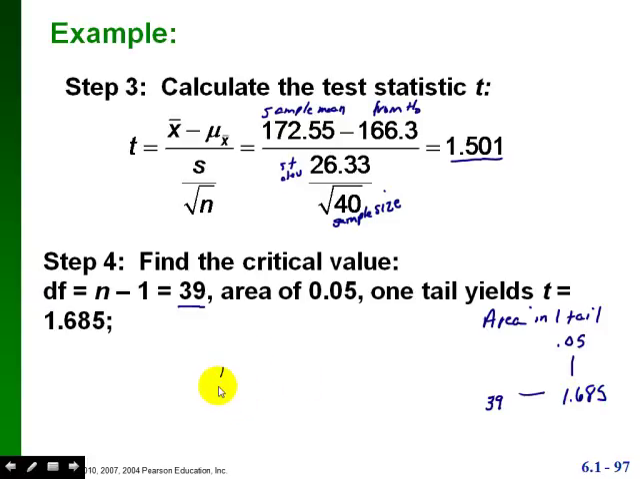So what this is going to look like, the t-distribution looks for the most part like a normal distribution. So we still have 0 in the middle, and we have 1.685, and since this was a right-tailed test, then our critical region goes from there to the right. So if our test statistic comes out to be in this region that I've got shaded, then we'll get a conclusion to reject the null hypothesis. Otherwise, we fail to reject. So if it's over here, we say we fail to reject.